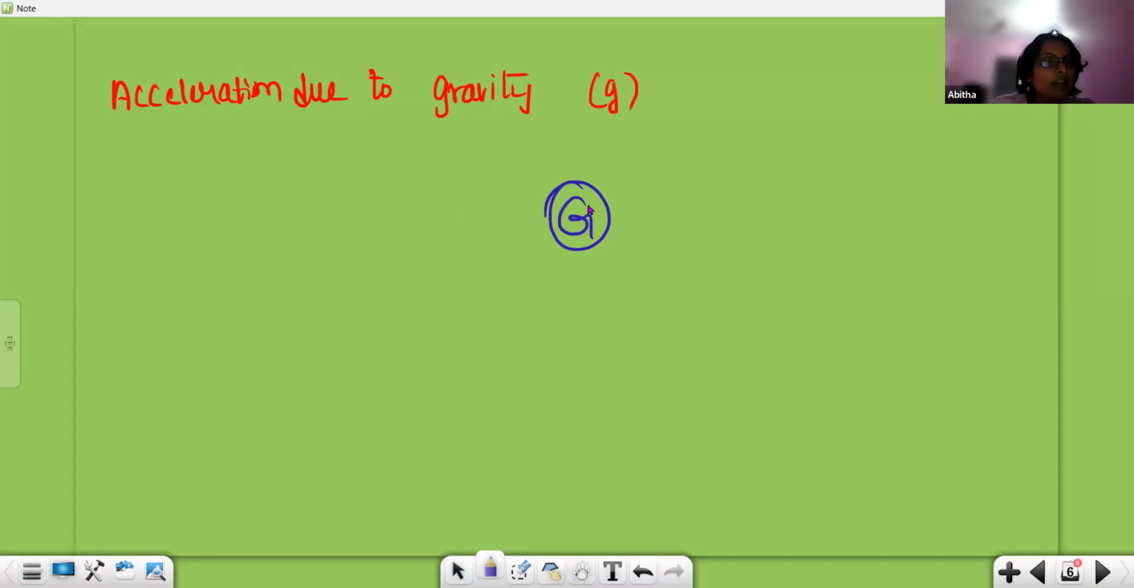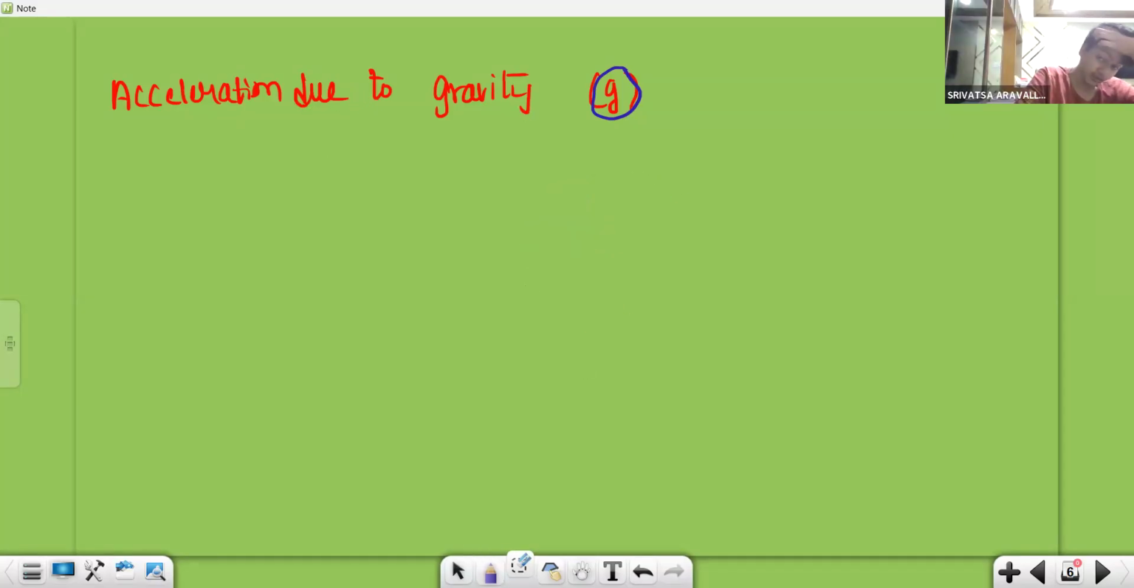What is capital G, Srivatsa? Capital G, it will be bigger mass. Oh, sorry, it will be the gravitational constant. Very good. Next term we came across is small g. Small g is acceleration due to gravity. What is small g? It is acceleration due to gravity.